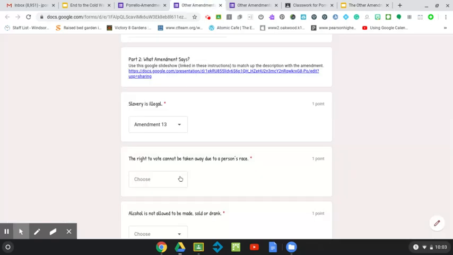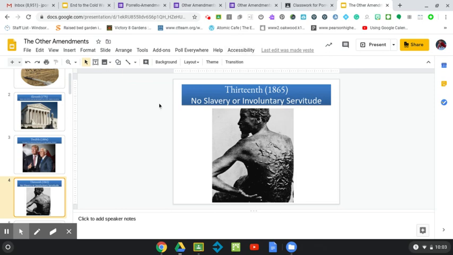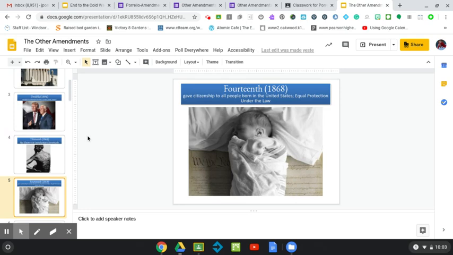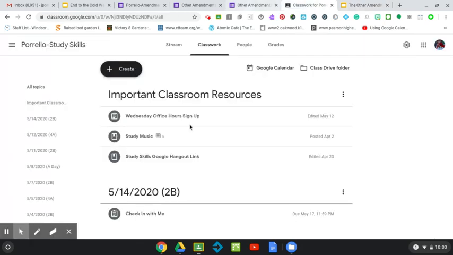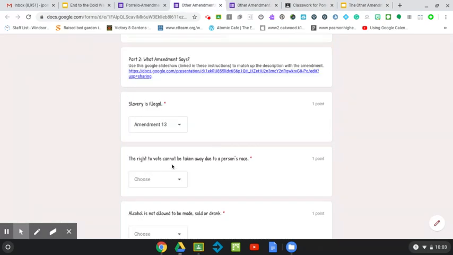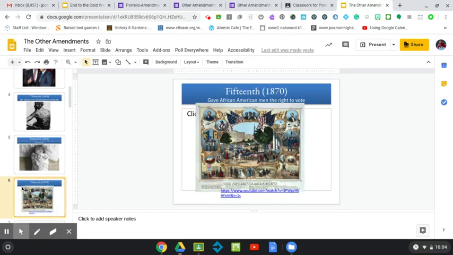And then we have this one. It says, what amendment says the right to vote cannot be taken away due to a person's race? Again, we would go and look at our amendment slideshow here. Okay, the 14th Amendment gave citizenship to people born in the U.S. This one gave African American men the right to vote. So you could see the right to vote cannot be taken away due to a person's race. That would be the 15th Amendment. And then you would just keep going on using this slideshow to help you.